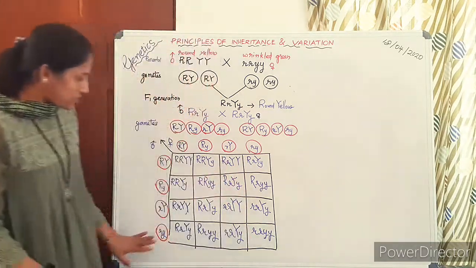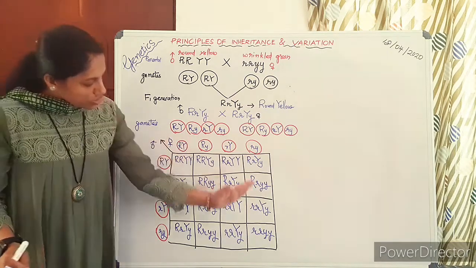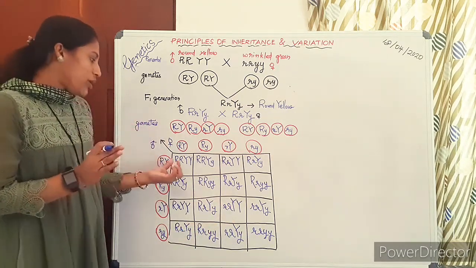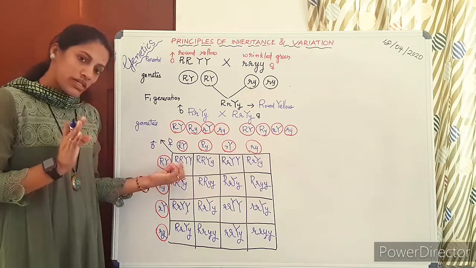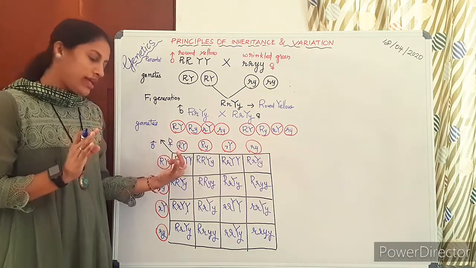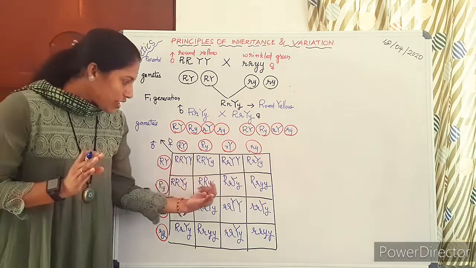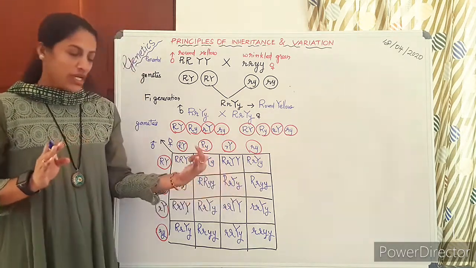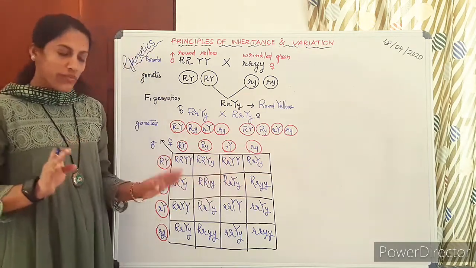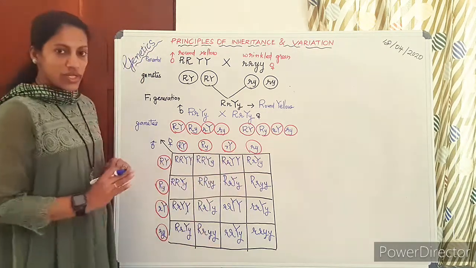I think you can see this. So write all the combinations correctly, and keep in mind similar alleles should be written together. And always keep in mind if there is a dominant allele, it should be written first. Never write small y, capital Y. Write capital Y, small y, capital R, small r. Then the writing strategy is clear, I think.